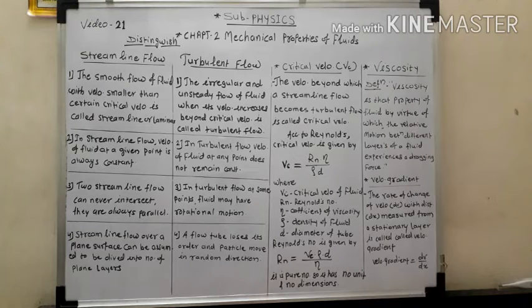In this topic, the very important points are the distinction between streamline flow and turbulent flow, then the critical velocity, from which we can find the Reynolds number. The Reynolds number is rho into d upon eta, and the critical velocity is Rn into eta upon rho into d. Then the next property of the fluid is viscosity, and also the velocity gradient. This is very important, and if asked as a short question, you will understand it well.